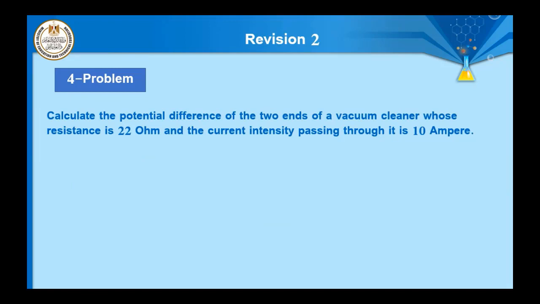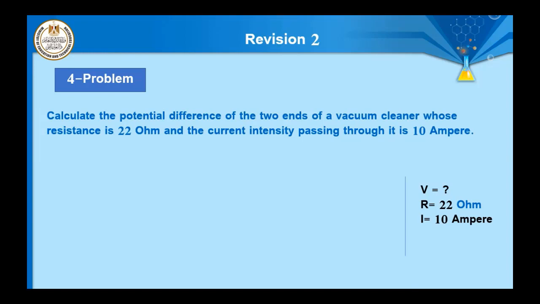Question number four, problem. Calculate the potential difference between the two ends of a vacuum cleaner whose resistance is 22 ohms and the current intensity passing through it is 10 ampere. The given information in front of you: potential difference, question mark. This means that it is an unknown physical quantity. Resistance equals 22 ohm. Electric current intensity, 10 ampere.